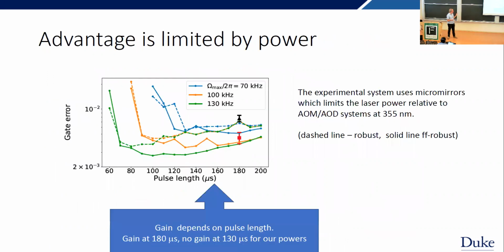And so the frustrating thing is that in this particular experiment, the micromirrors cannot take that much UV power. And as a result, that fundamentally limits how fast we can drive our gates. And so at the speed we normally run of 130 microseconds per 2 qubit gate, you see that the robust and the FF robust, the dashed line and the solid line, basically are the same. So at that speed, there is no gain. At the slower speed where we show this improvement, we get good agreement with the theory, but it's out here.